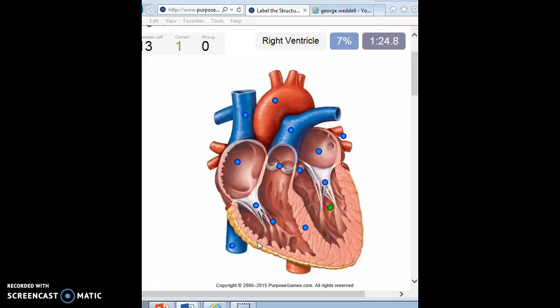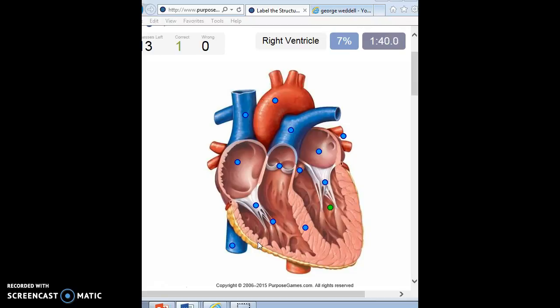Next we have the right ventricle. It receives deoxygenated blood from the right atrium and contracts. The pulmonary valve leading into the pulmonary artery is closed, allowing the ventricles to fill with blood.